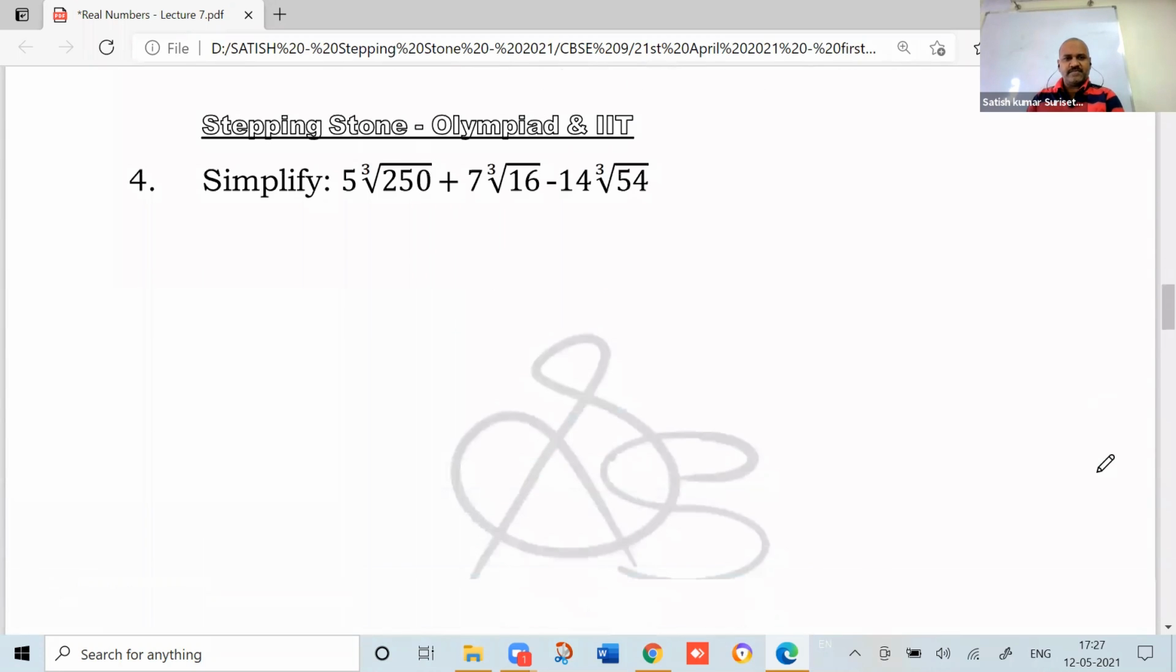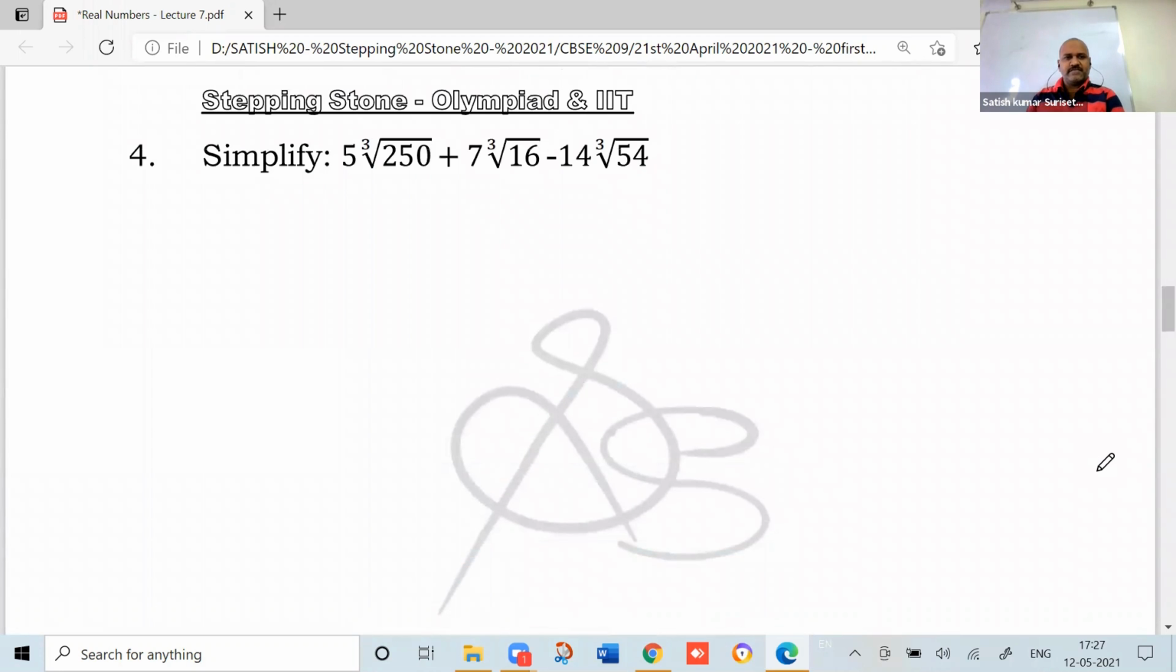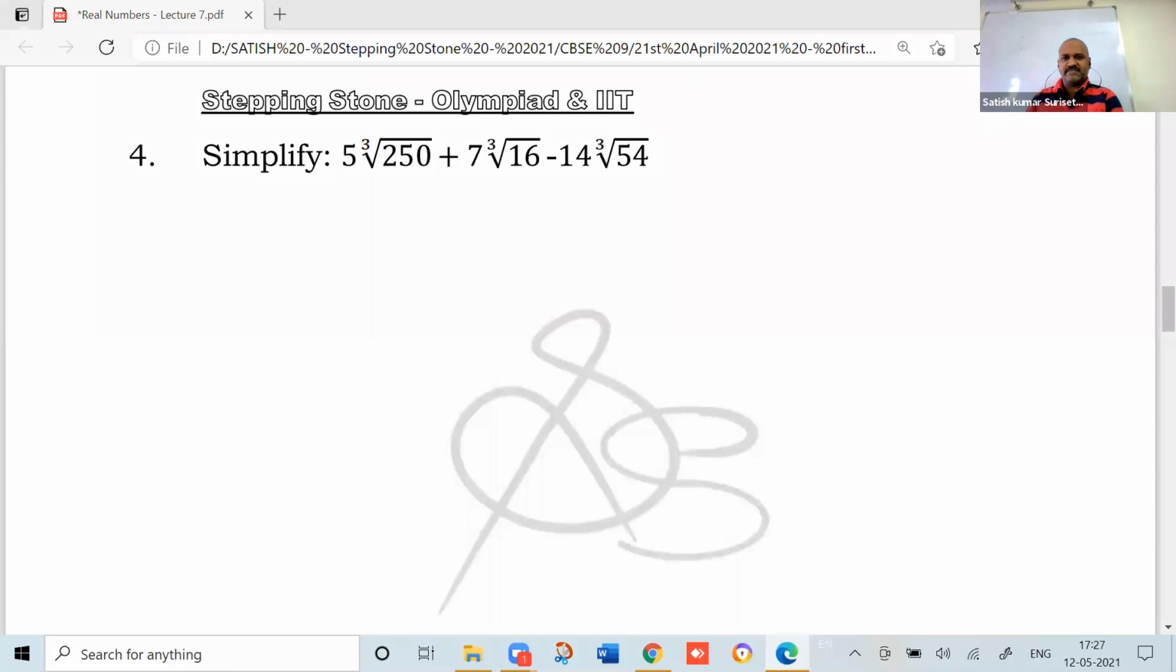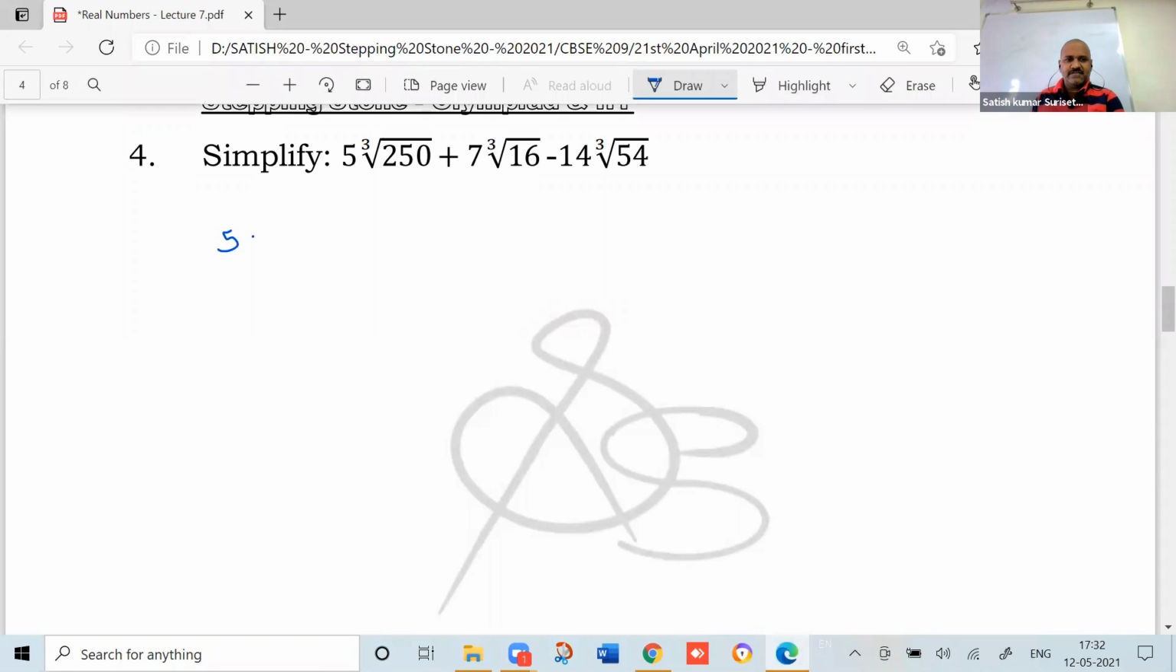Try this problem. 5 into cube root of 250 plus 7 into cube root of 16 minus 14 into cube root of 54. Simplify. So factorize the radicand and then simplify. Now, so 5 into cube root of 250. 250 you factorize. So 5 into cube root of 250 you can write as 125 into 2.